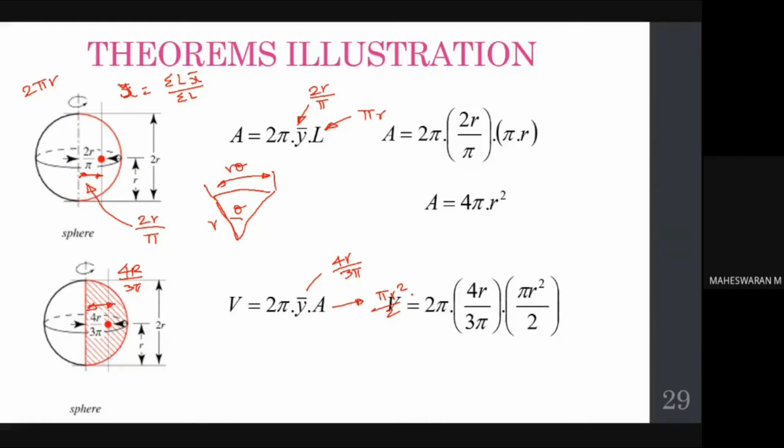Which means my volume is 2 pi into 4r by 3 pi into pi r square by 2. When you solve it, you will get volume is 4 by 3 pi r cube. This is the volume of my sphere, right? So this is how you can use these two theorems, theorem 1 and theorem 2, the Pappus-Guldinus theorem, to identify the surface area or the volume of revolution, whenever you have a revolved object.